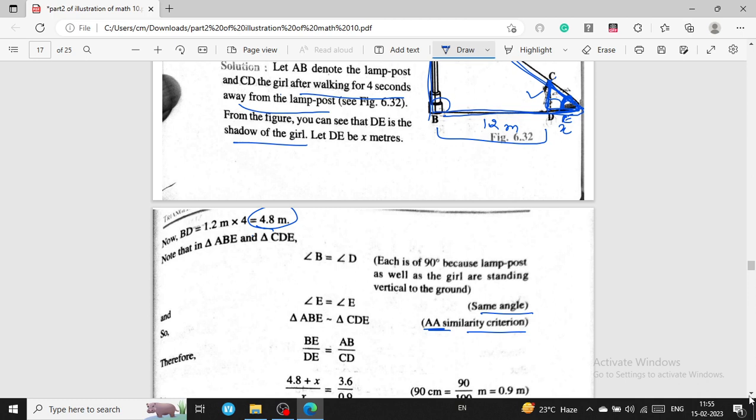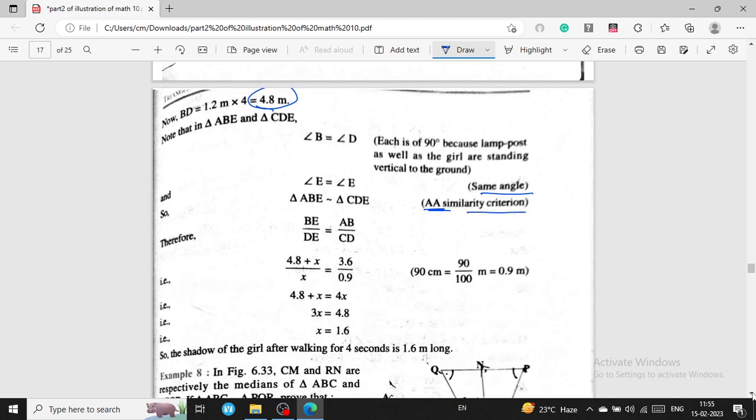So if both triangles are similar, we can say that BE over DE is equal to AB over CD. And here we will put the values: BE is equal to 4.8 plus X over DE, which is X, equals AB 3.6 over CD 0.9. By cross multiplying, we will find that the result will be 4.8 plus X multiplied by 0.9 is equal to 3.6X.